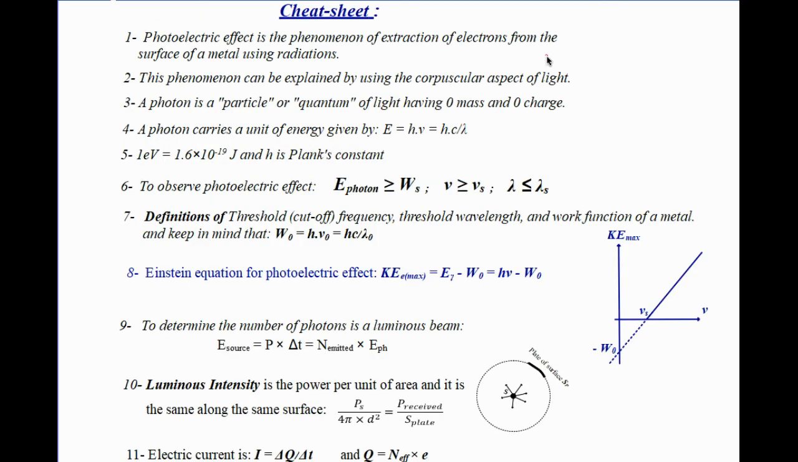Now, moving to the cheat sheet, which you can find attached in Google Classroom as well, you have the basic points of this chapter. Here we have all the qualitative study. Quantitative studies start here when you calculate the work function, when you use the kinetic energy max equation or Einstein's equation for the photoelectric effect. Then from 9 to 11, these are a bit complicated, but I don't want you to memorize them. You can use them whenever you want.